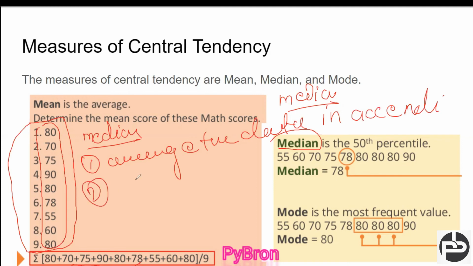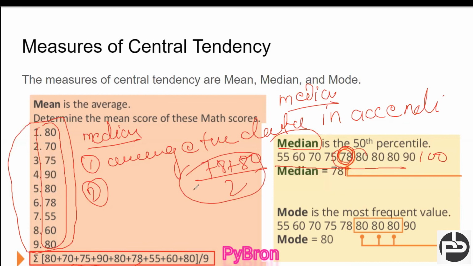Second, the middle point of the data is known as the median. I arrange the data in ascending order, and whatever the middle point is, that is known as the median. Let's suppose this is an odd number of data points. Let's suppose I add 100 also, so this becomes even. In that situation, the median is the middle point and the next point added, 78 plus 80 divided by 2. This will be your median.